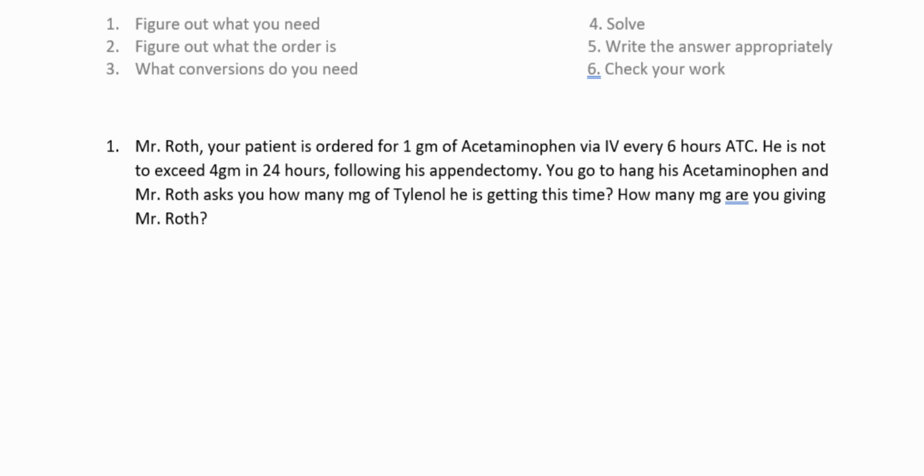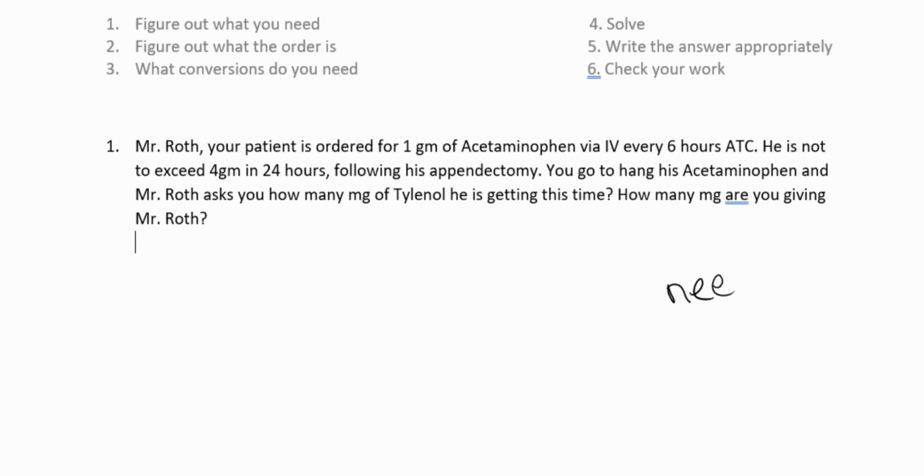So Mr. Roth, your patient, is ordered for 1 gram of acetaminophen via IV every 6 hours around the clock. He's not to exceed 4 grams in 24 hours. Following his appendectomy, you go to hang his acetaminophen and Mr. Roth asks you how many milligrams of Tylenol he's getting this time. So how many milligrams are you giving Mr. Roth?